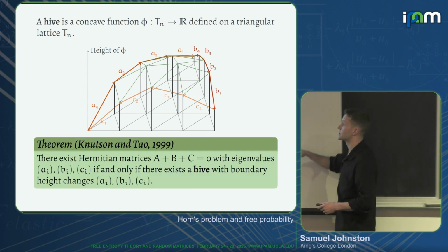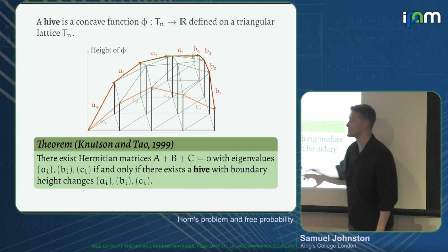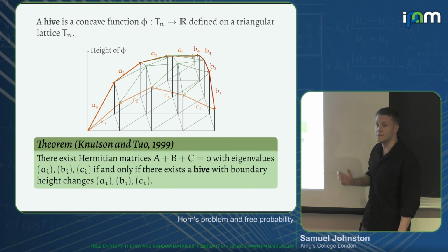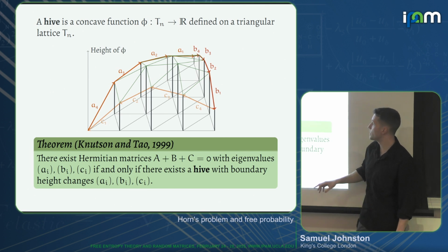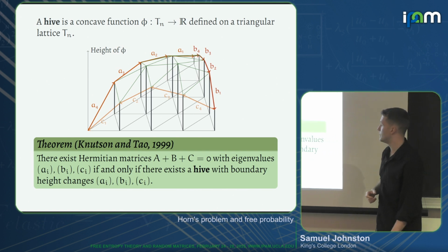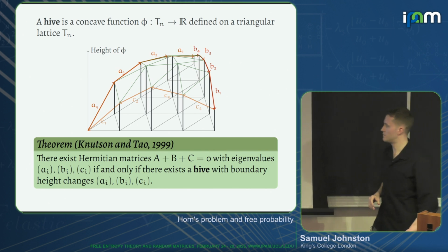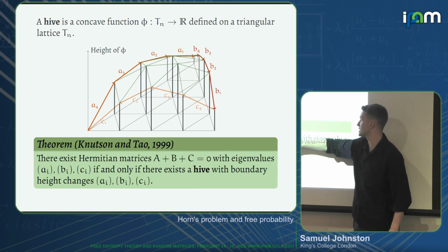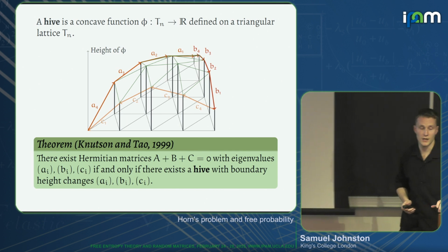Knutson and Tao came up with an alternative formulation of Horn's conjecture, which states that there exist Hermitian matrices A plus B plus C equal to 0 if and only if you can draw a concave function defined on this triangular lattice Tn, where the height changes along the boundary, AI, BI, and CI, match up with the eigenvalues of Hermitian matrices. Sorry, I kind of bungled that sentence. AI, BI, CI are the eigenvalues of Hermitian matrices satisfying A plus B plus C equals 0 if and only if there's a hive with AI, BI, CI as their boundary height changes.